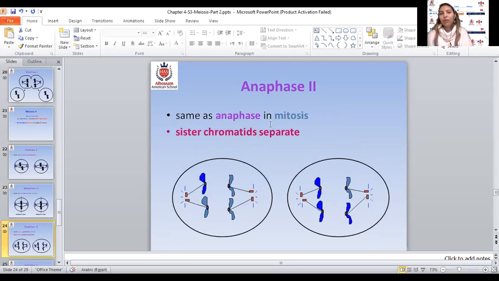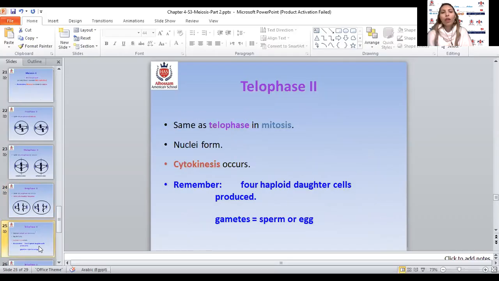Then anaphase 2, like in mitosis, each chromatid will be separated to each pole, with half the number of chromatids. And telophase 2, same as telophase in mitosis: nuclei form and cytokinesis occurs. As we said before, all things which disappeared in prophase will reappear again in telophase. So 4 haploid daughter cells are produced.